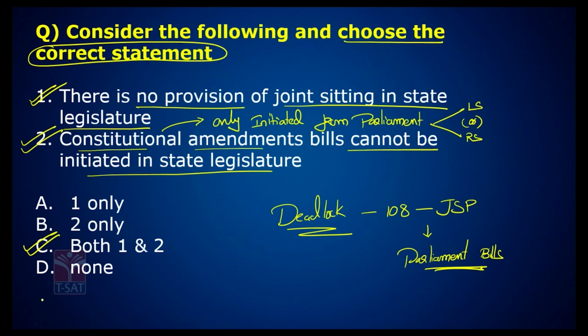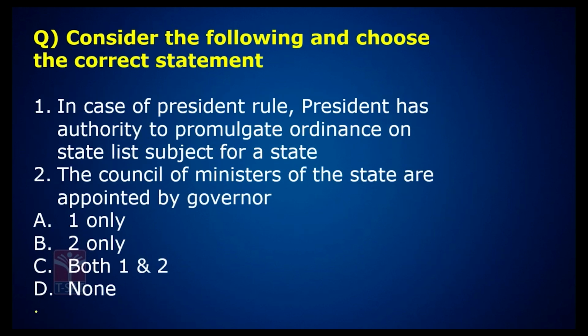Okay. Now, next question. Consider the following and choose the correct statement. Okay, now the statements. In case of President's rule, the President has the authority to promulgate an ordinance on state list subjects for a state. The Council of Ministers of the state are appointed by the Governor.